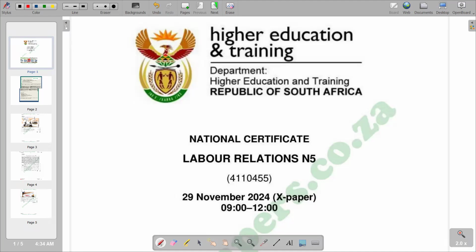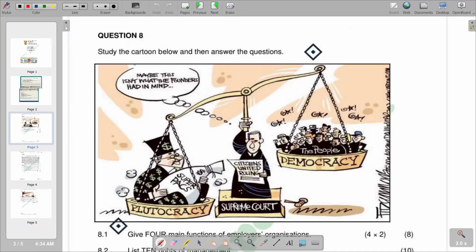In this video, I want to look at a question from the question paper of November 2024. We are going to look at question 8, which reads, study the cartoon below and answer the questions. So you're given a cartoon that you need to go through.